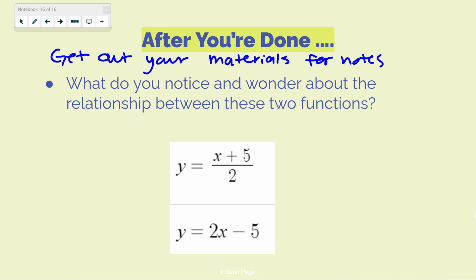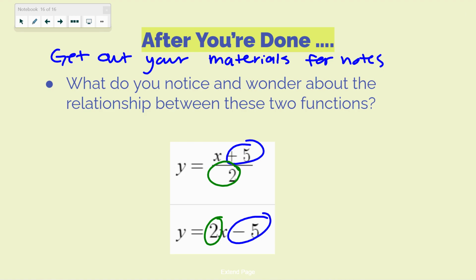Yes, Jaden. They look like opposites. Okay, good. I like this word Jaden's throwing out there. They look like opposites. Tell me more. What do you see? There's a -5 and then the other one is a +5, and one is multiplied by 2 and the other one is divided by 2. Yeah, good. Those are opposites.